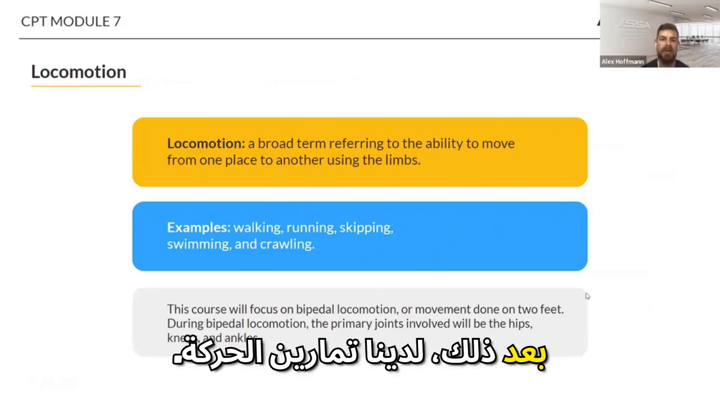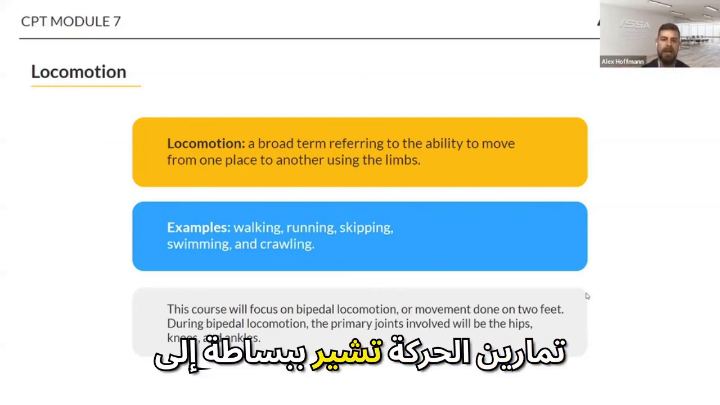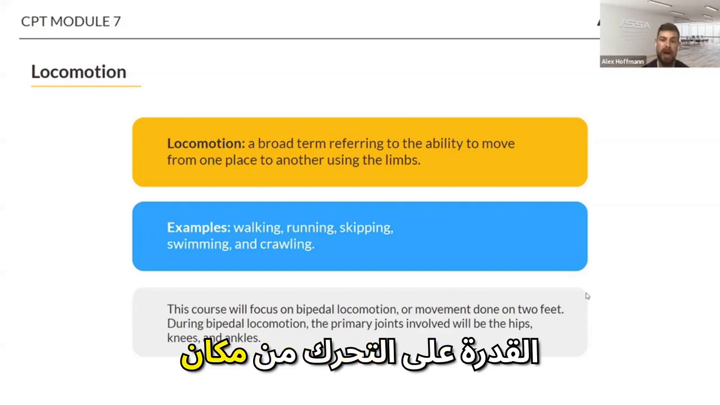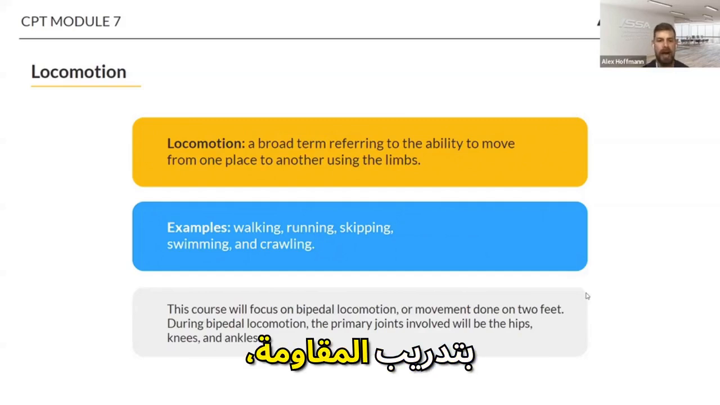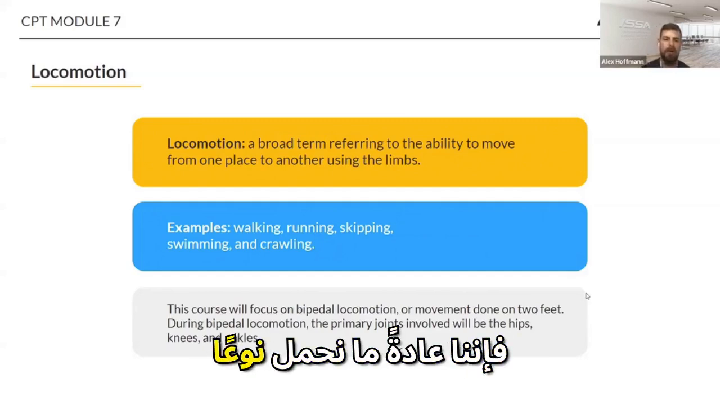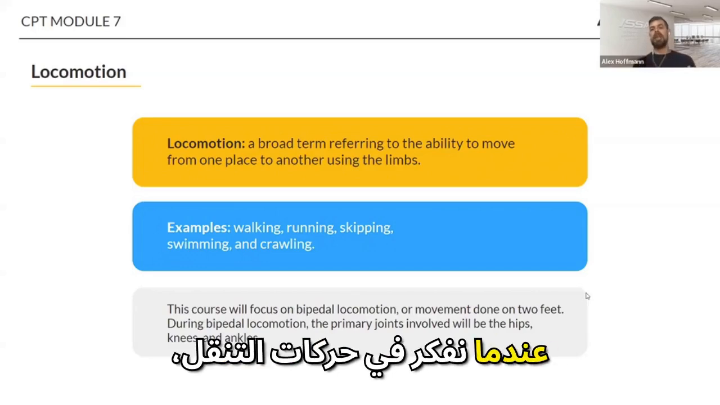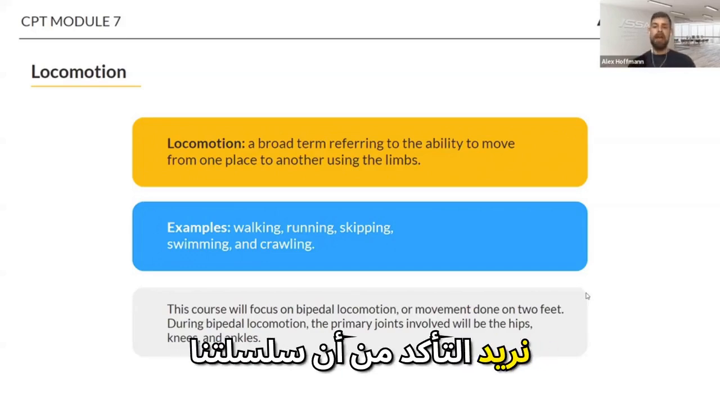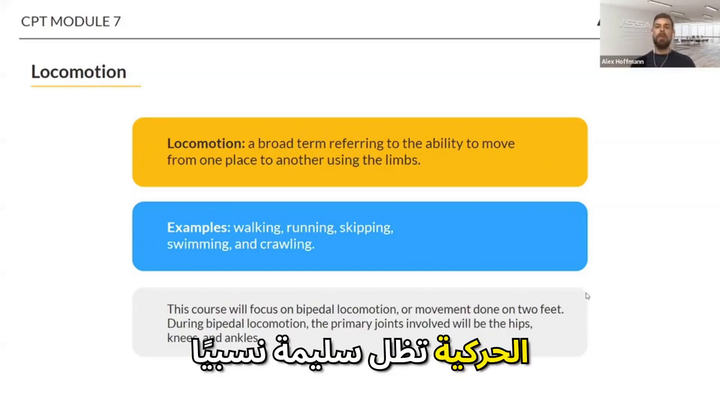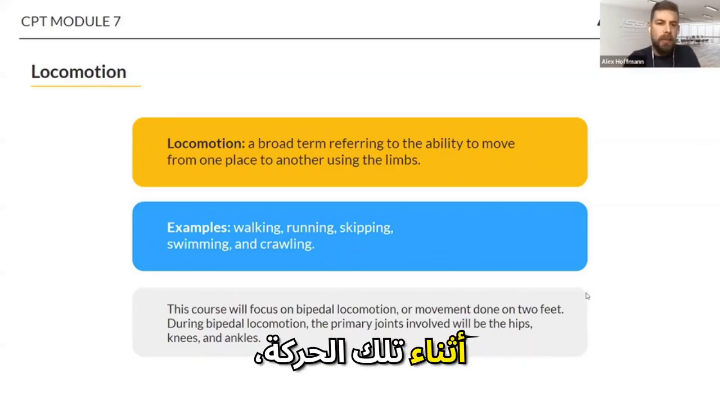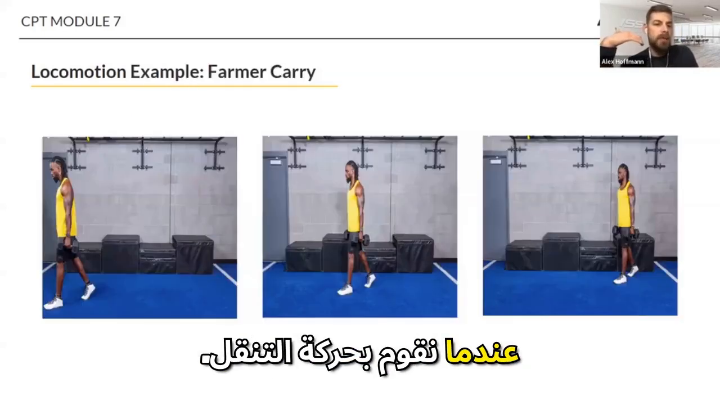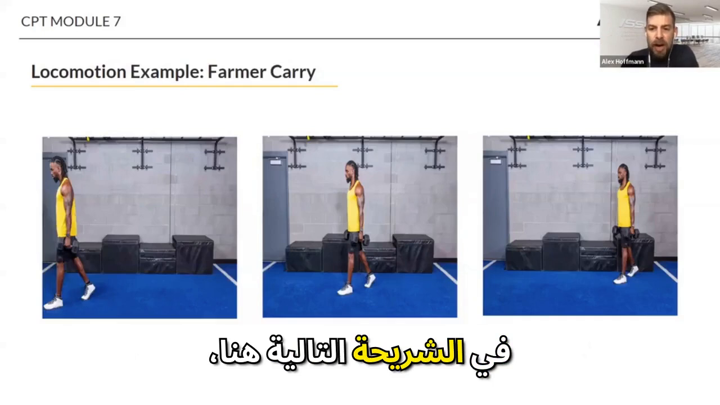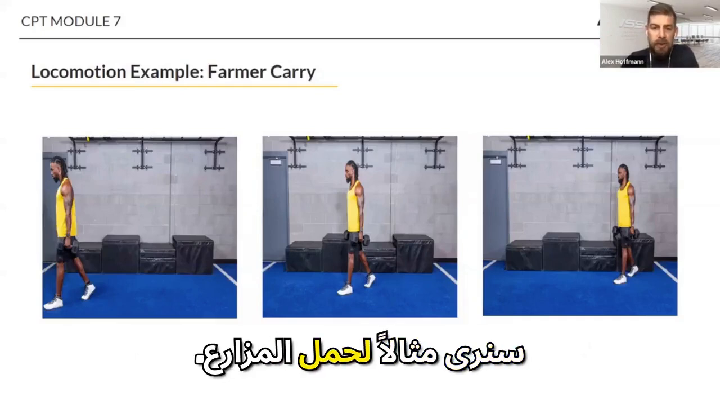Next up, we have our locomotion exercises. So locomotion exercises simply refers to the ability to move from one place to another. When it refers to resistance training, we're typically going to be carrying some sort of weight with that. And so when we're thinking about locomotion movements, we want to make sure that our kinetic chain is remaining relatively intact during that movement, especially when we're carrying weights, right? So when we're doing a locomotion movement on this next slide here, we're going to see an example of a farmer's carry.